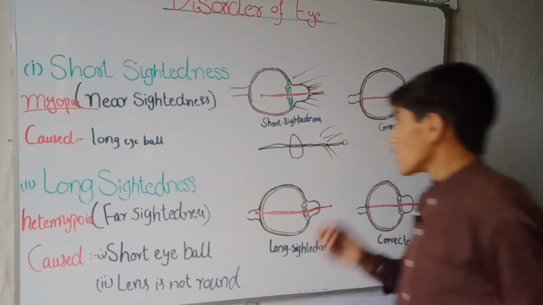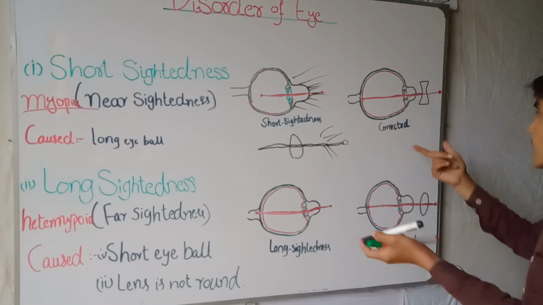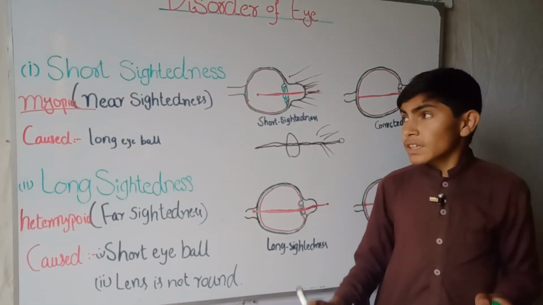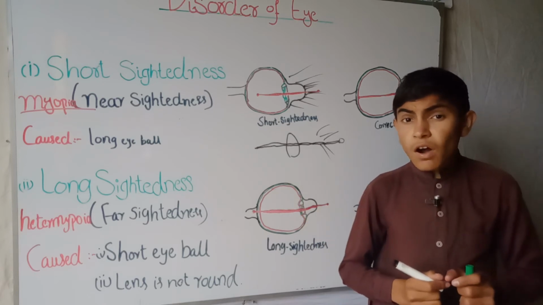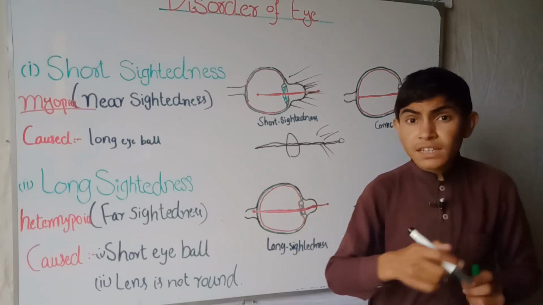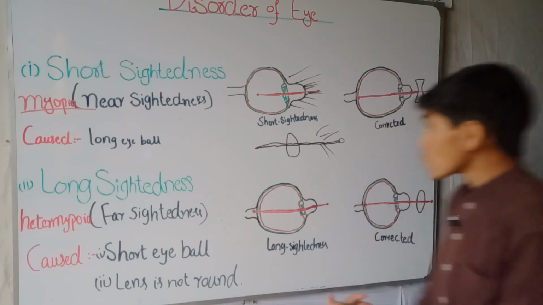Okay, and we were talking about its correctness, how we were able to correct the short-sightedness eye into a correct eye, a normalized eye which can do its duty correctly.